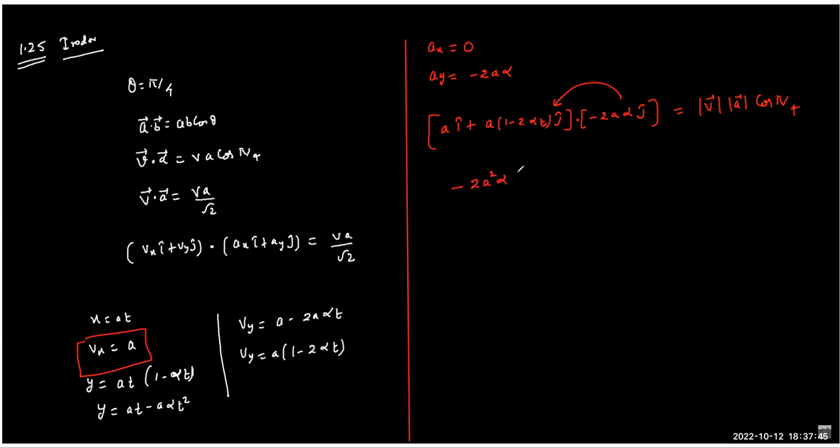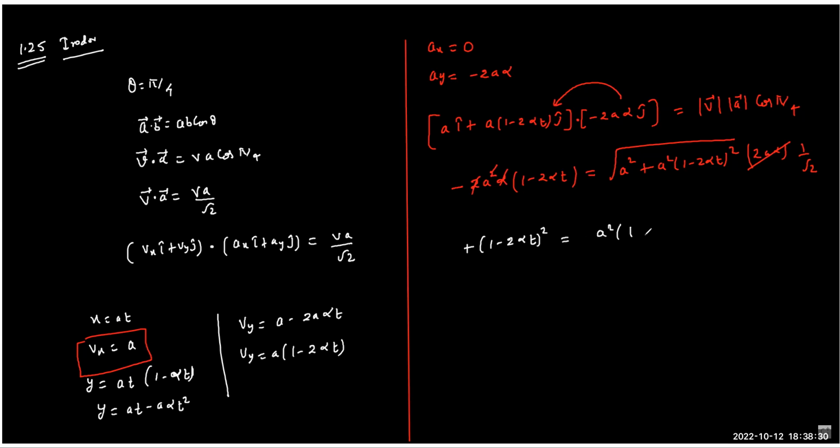Minus 2a square alpha into 1 minus 2 alpha t equals to, and what is the mod of V? Mod of V will be root of Vx square plus Vy square, and mod of A will be how much? That's simple. Mod of A will be only one term, 2a alpha, by root 2, 1 by root 2. So that's done. So 2a alpha gets cancelled completely here. So if we square both sides, minus becomes plus, 1 minus 2 alpha t equals to a square, we can take 1 plus 1 minus 2 alpha t whole square.